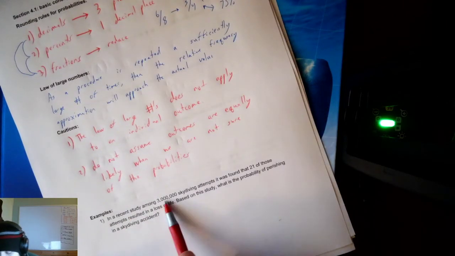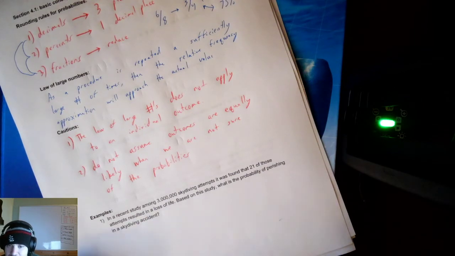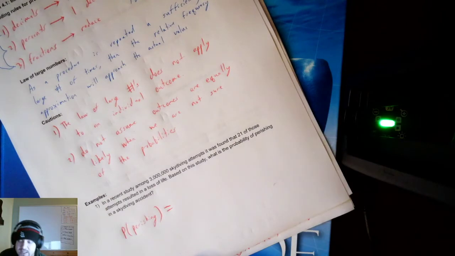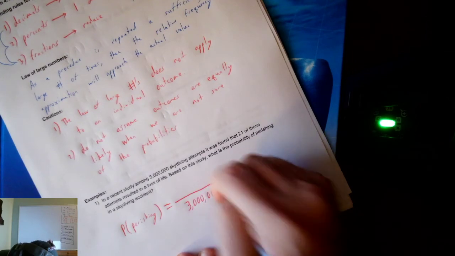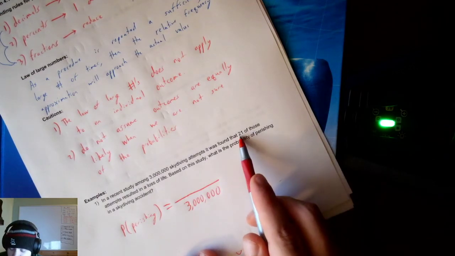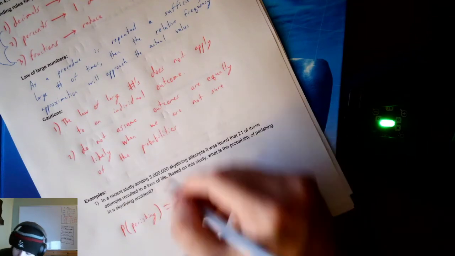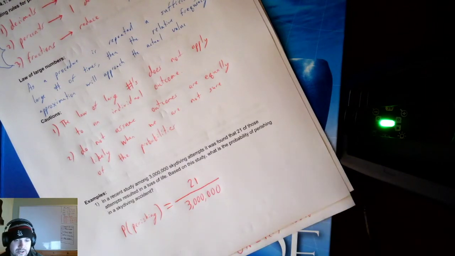In a recent study among 3 million skydiving attempts, it was found that 21 of those attempts resulted in a loss of life. Based on this study, what is the probability of perishing in a skydiving accident? Well, I've been given a procedure. The experiment has been done 3 million times. In that procedure, 21 of the attempts had the result in question, where someone lost their life to skydiving.